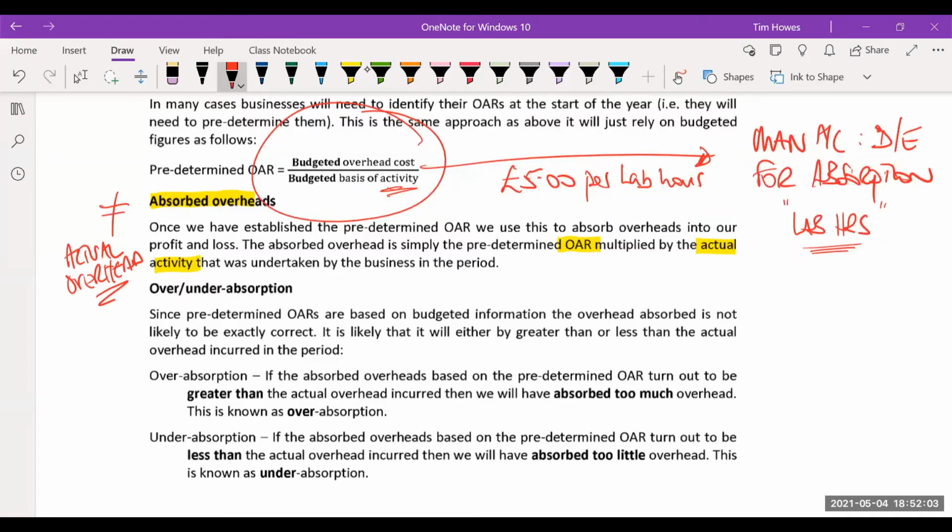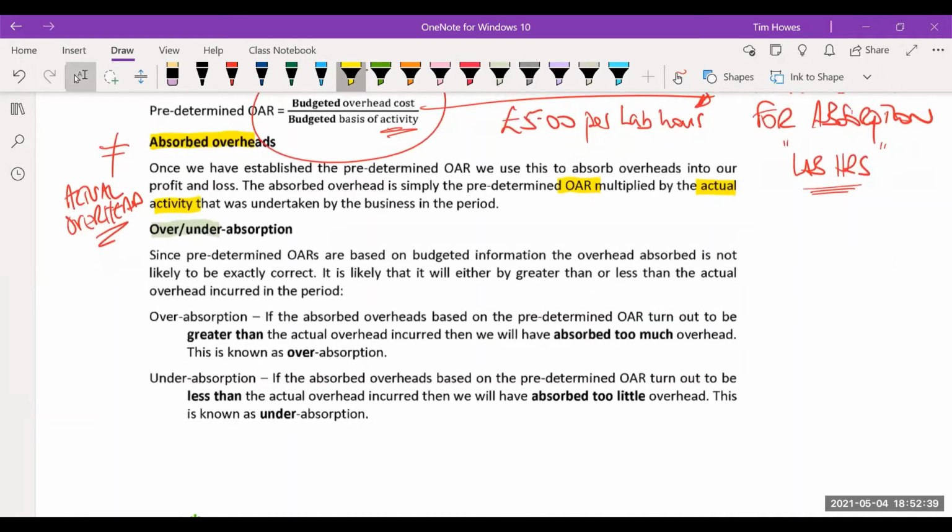But the position of absorbing and putting in a cost based on a predetermined overhead absorption rate, and therefore ending up with a figure that is not exactly what the actual overhead was, is a process giving rise to what we call over or under absorption. The management accountant using budgeted figures could put too much in, or using the budgeted overhead absorption rate could put too little in. I think the words and the description should be fairly self-explanatory. So if we put too much in, this is where what you've absorbed based on the predetermined data is bigger than actual.